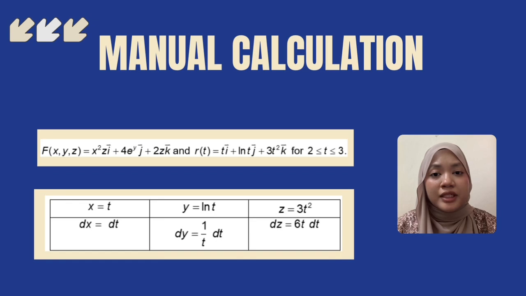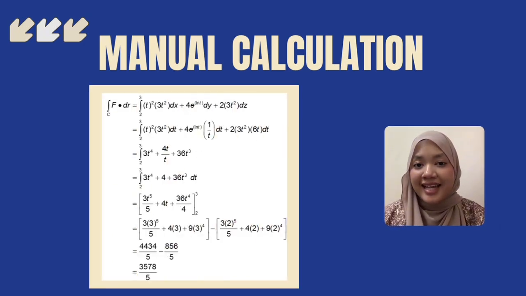First, write the parametric equations from the curve. x equals t, y equals ln t, z equals 3t squared. Then, differentiate each variable with respect to t. dx equals dt, dy equals 1 over t dt, dz equals 6t dt. These values will be substituted into the line integral formula. Next, substitute x, y, and z into the vector field.